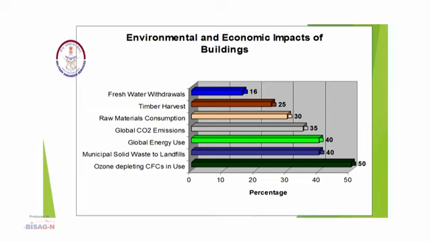Since we are covering GRIHA, which is linked to construction industries, we are more focused on construction related activities. The construction industries are contributing to 60% of the fresh water withdrawals, as we can see in the bar chart. For timber harvest, it's 25% of the contribution, then raw material consumption 30%, global carbon dioxide emission 35%, global energy use 40%, municipal solid waste to landfills 40%, and ozone depletion, that is 50%.